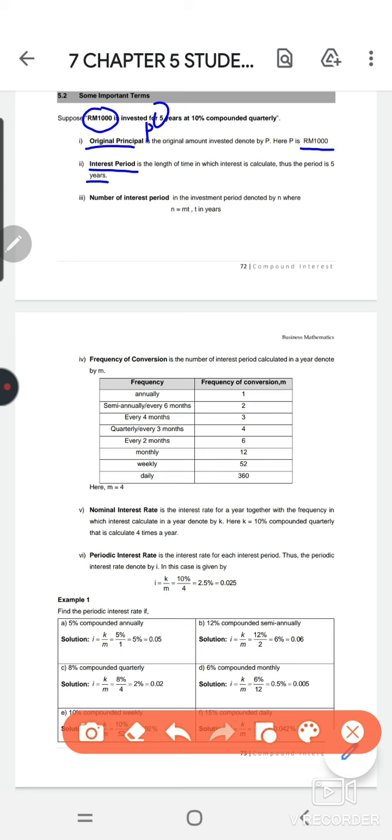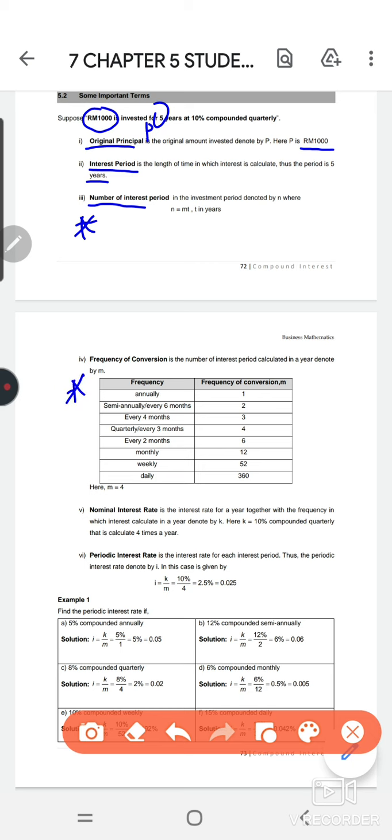Number of interest period in the investment period denoted by N, where N equals to MT, T in years. Okay, kita akan ada yang ni. Satu term yang baru, number of interest period which is N. N formula dia adalah M multiply by T, T in years. Okay, yang ni yang baru.